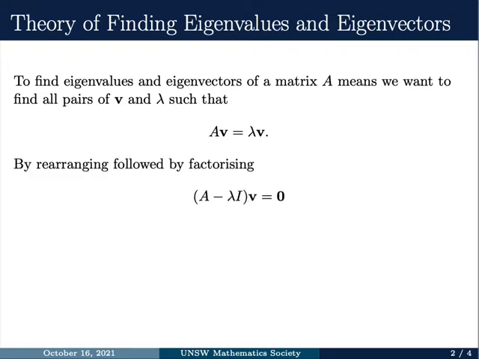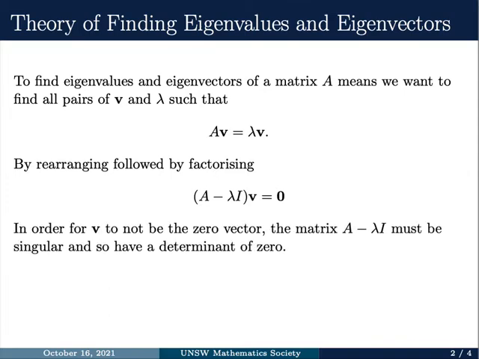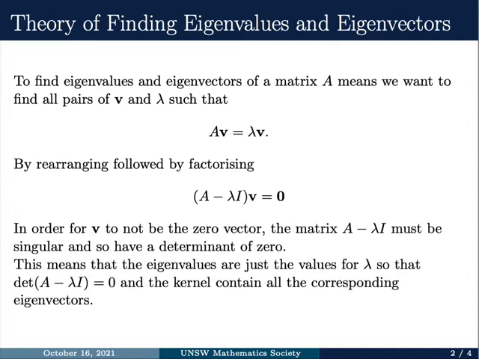Now, in order to find this, we can simply rearrange this expression. I move the lambda v to the left and then factorize out the v from the right, and I should get the following expression. In order for v to be a non-zero vector, that's the same as saying that the matrix A minus lambda I must be singular, and so it must have a determinant of 0. So if I want to find the eigenvalues of a matrix, all I need to do is find the values for lambda so that the determinant of A minus lambda I is 0. And v is any vector that lies in the kernel, because we want A minus lambda I multiplied by v to be the 0 vector.